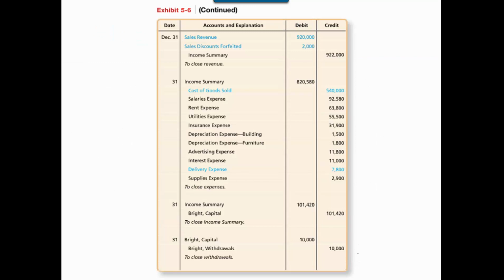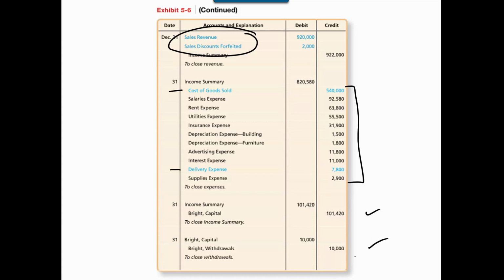The rest of the closing entries, so that we add that to the adjusting entries. The closing entries are all the same with a small couple differences. If we have that sales discount forfeited, that gets closed out with the sales revenue. So we close the revenue account and that discount forfeited to income summary. Then we still close all the expenses to income summary. We just have a new one here with the cost of goods sold and maybe the delivery expense.